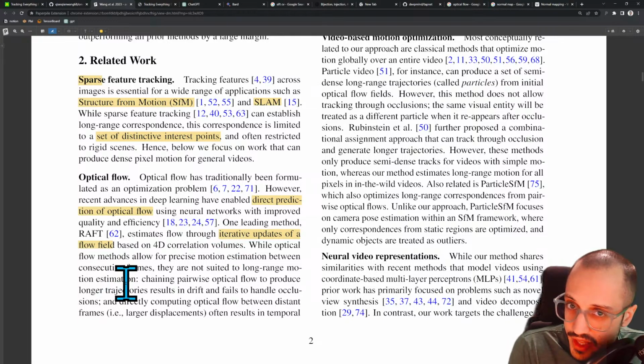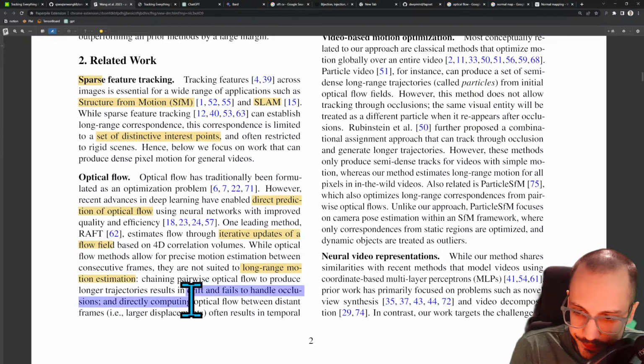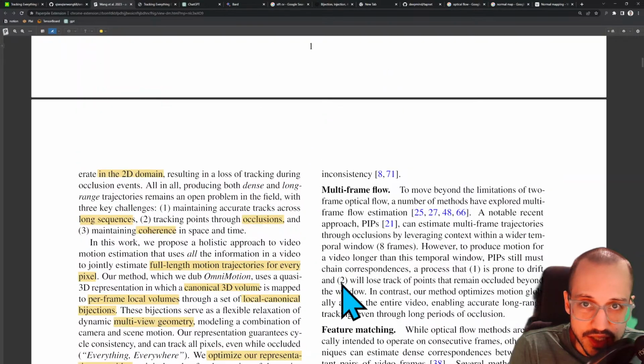While optical flow methods allow for precise motion estimation between consecutive frames, they are not suited for long-range motion estimation. They really only work well frame by frame. Chaining pairwise optical flow to produce longer trajectories results in drift and fails to handle occlusions. And directly computing optical flow between distant frames often results in temporal inconsistency.